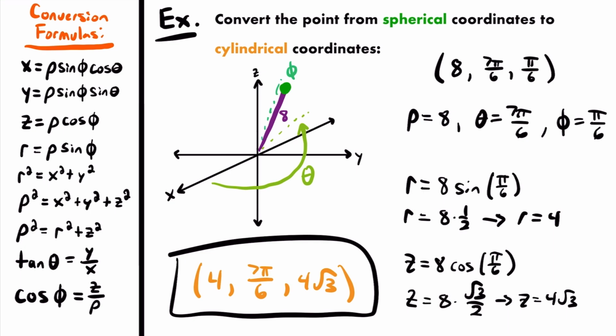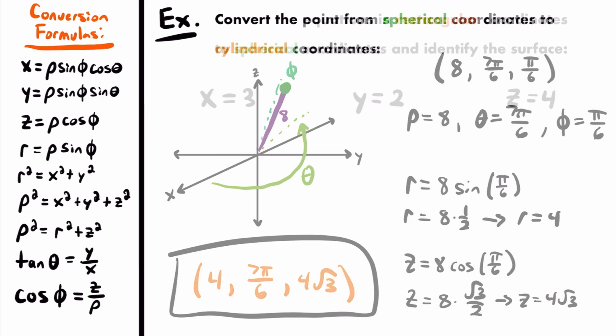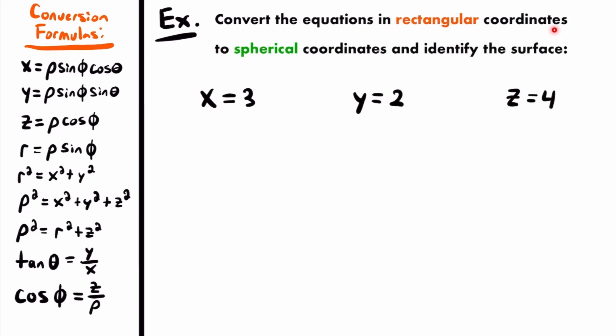Okay, so this was the last example of converting points in spherical to the other coordinate types and vice versa. Now we're going to look at equations. First up, we want to convert the equations in rectangular coordinates to spherical coordinates and identify the surface. And we have x equals 3, y equals 2, and z equals 4. Now, all three of these, hopefully you recognize them to be planes, right? When you just have x equal to some constant, y equal to some constant, or z equal to some constant, that represents a plane in the 3D coordinate system. So the surfaces that we're working with here are pretty simple. We've already identified them. We know they're all planes. So I'll write that down here.